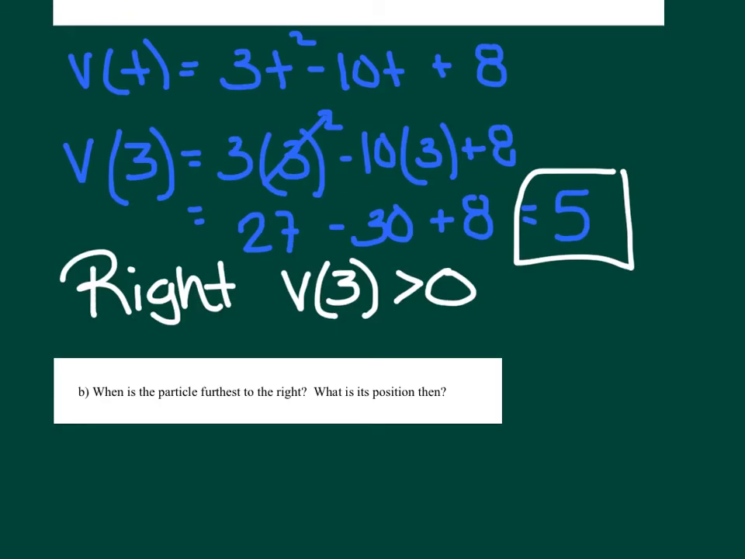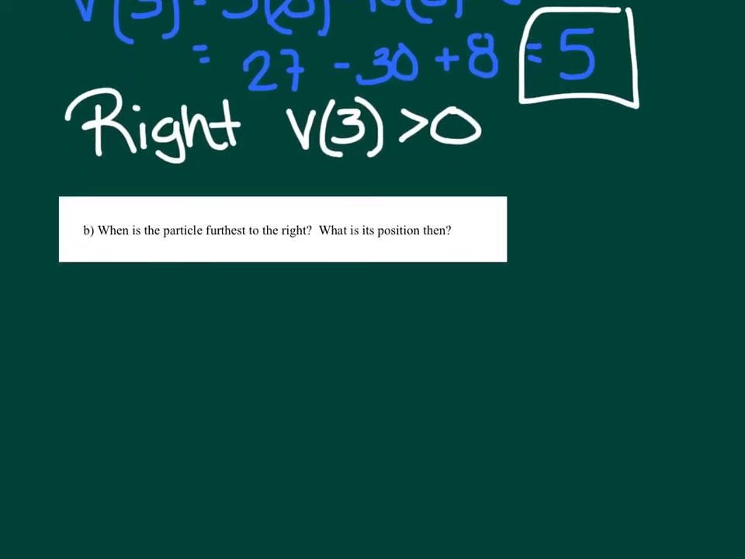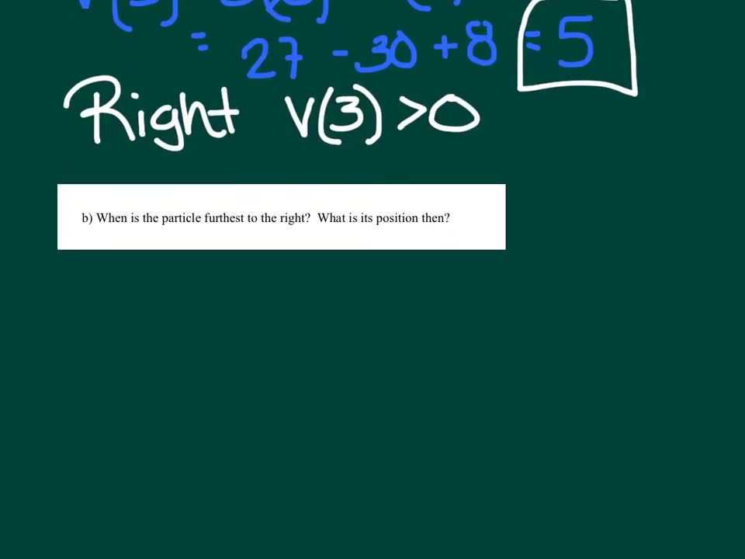Part B, this is a fantastic question. When is the particle furthest to the right? What is its position then? The key word that's jumping out of the paper at me, and hopefully to you, is the word furthest. What does that mean to you? If you are the furthest, can anybody be farther than you? No, you are the absolute furthest.